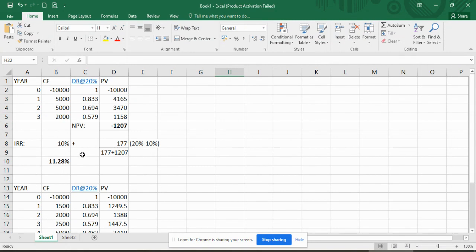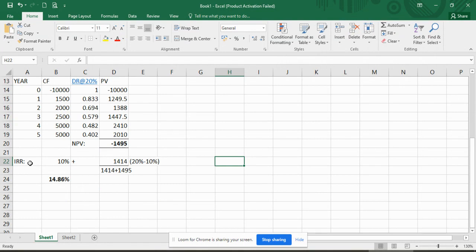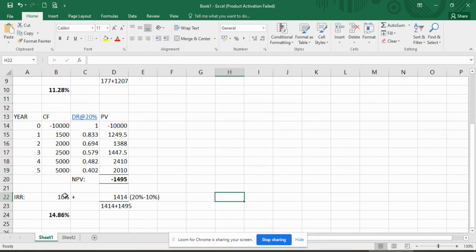So how do you make a decision whether to accept your IRR or not? The rule is if your IRR is more than your WACC, you accept. If it's less than WACC, you reject, right? So using the same method, you calculate for investment B, you should be getting 14.86%. All right, so both are higher than your cost of capital. Therefore, you can accept both if it's independent. If it's mutually exclusive, you need to choose the one with the higher IRR.